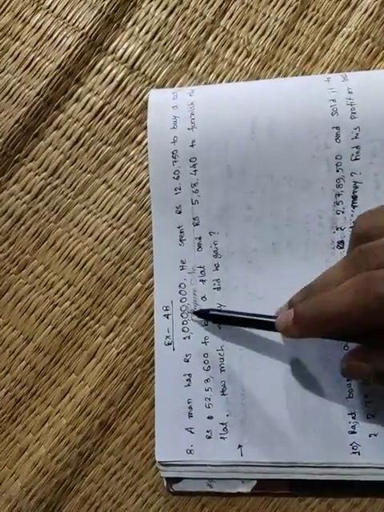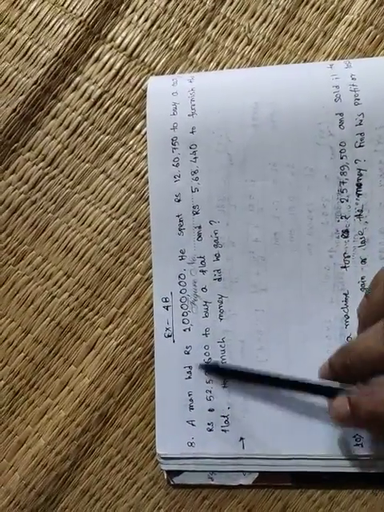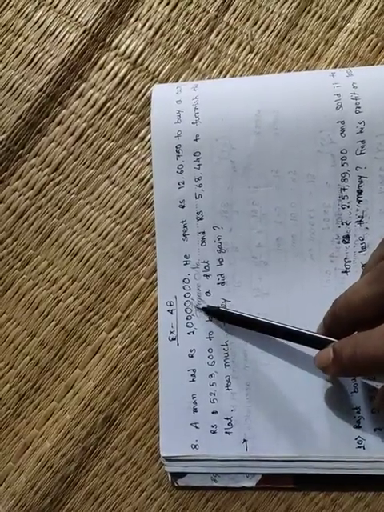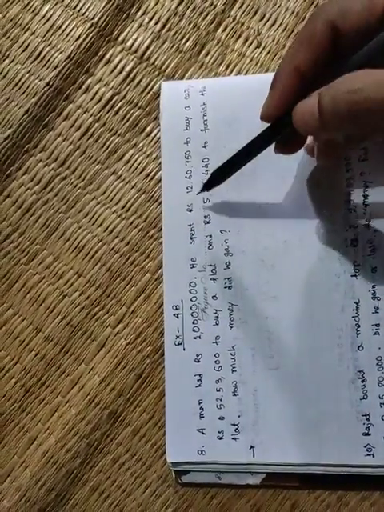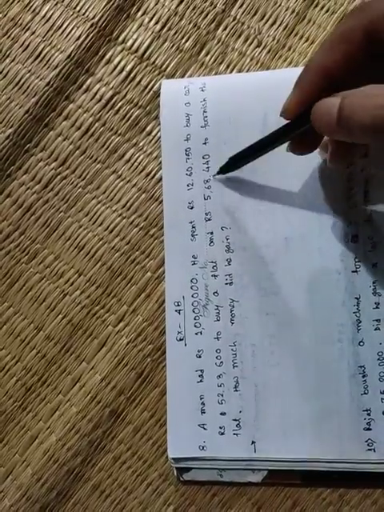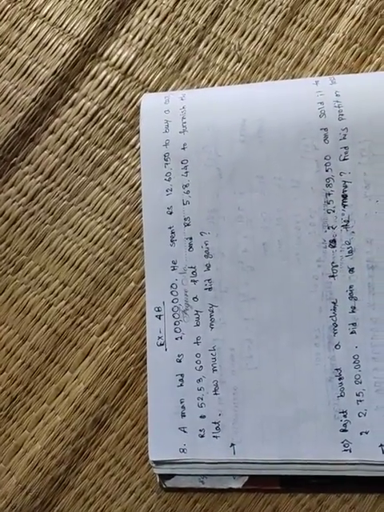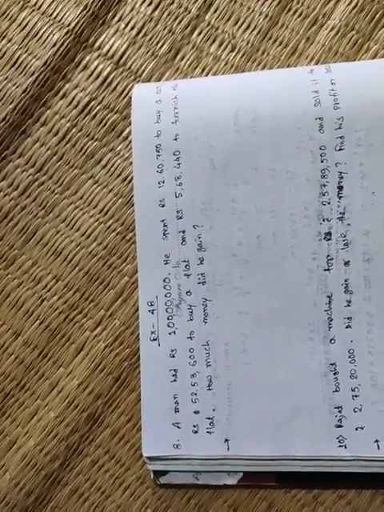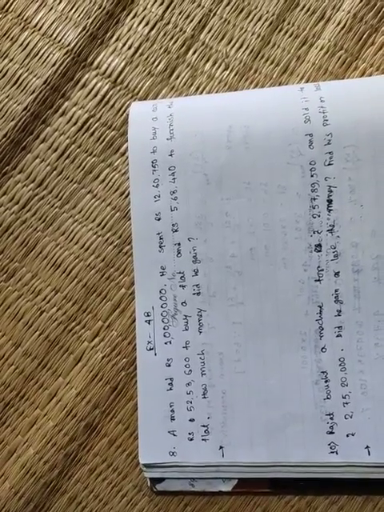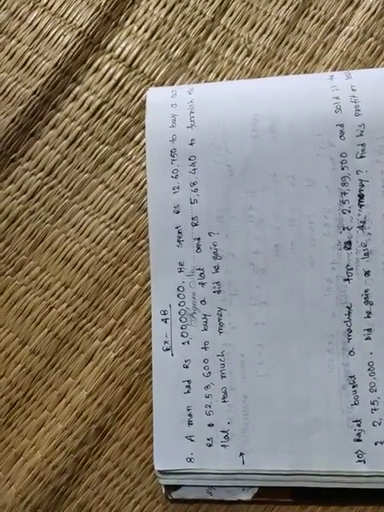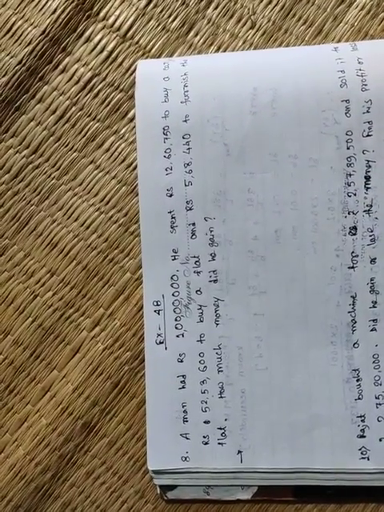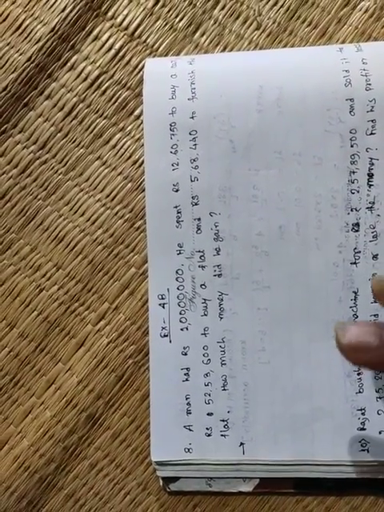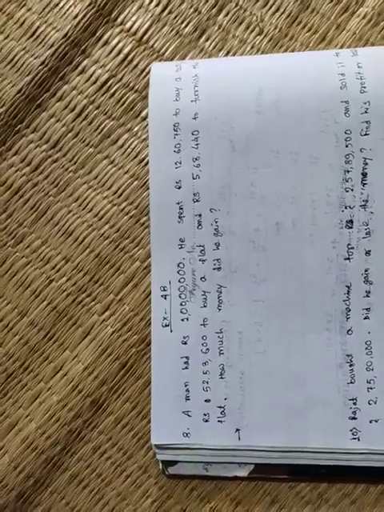So his total money is this. Remember, a man had rupees this. That means it is his total money. Okay, and he spent this money and this money in different cases. So you have to find the gain. So at first, if we can find the total cost, then we can find the gain easily.